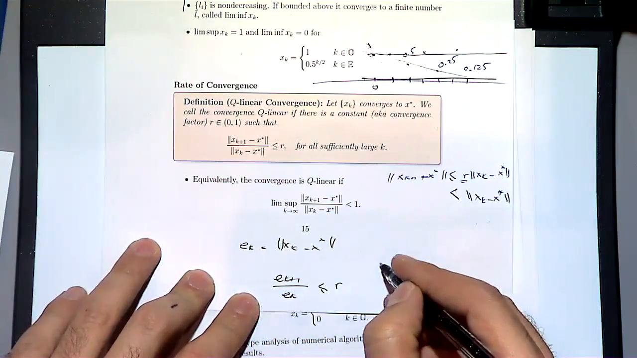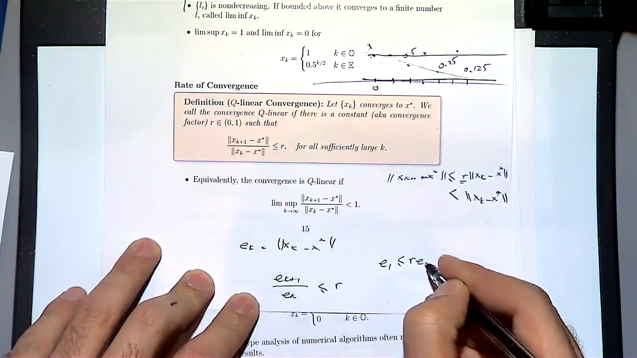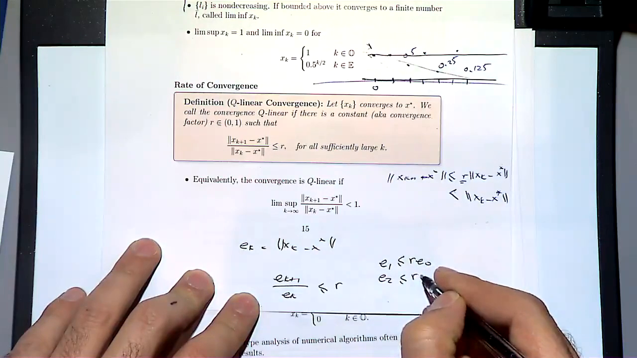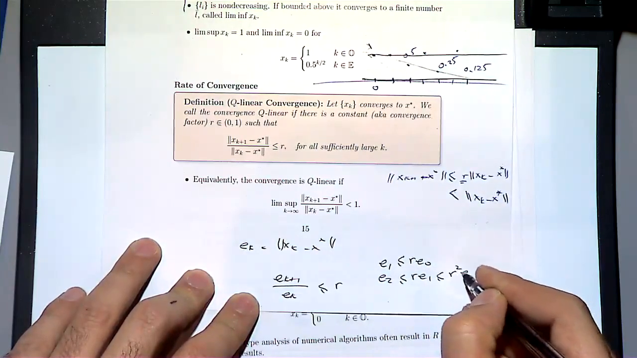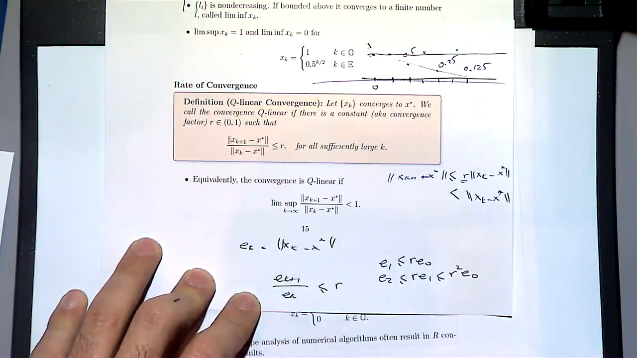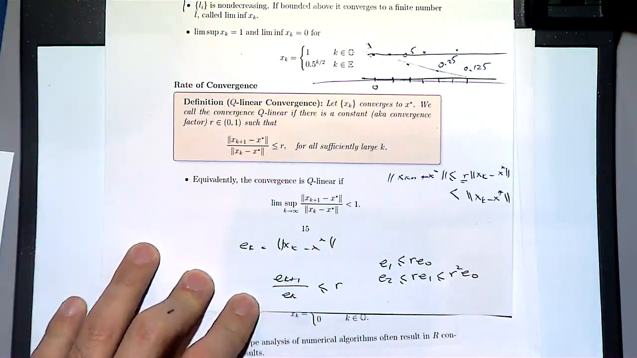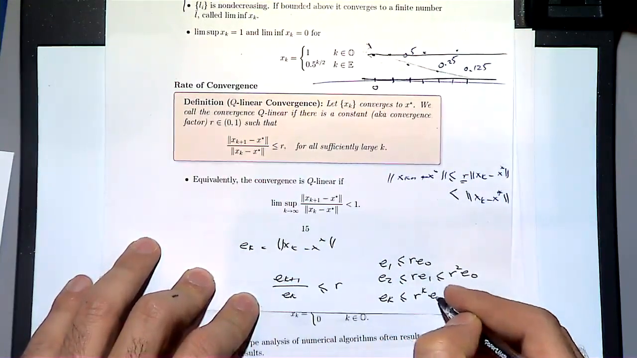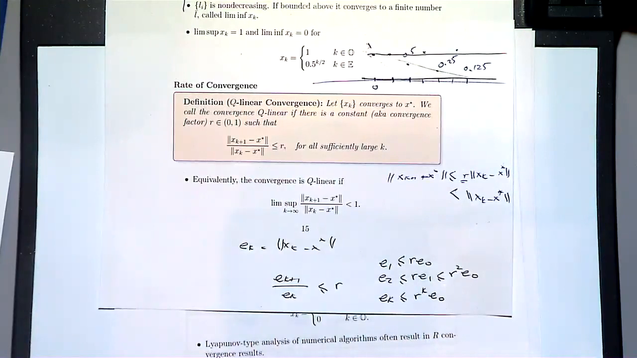So I know E1 is less than r E0. Then E2 will be less than r E1, which is less than r squared E0. Right? I put everything together, so I can say Ek is less than r to the power k times E0. Right? Do we agree with what I did there? Clear for everyone what I did? We just did algebra.